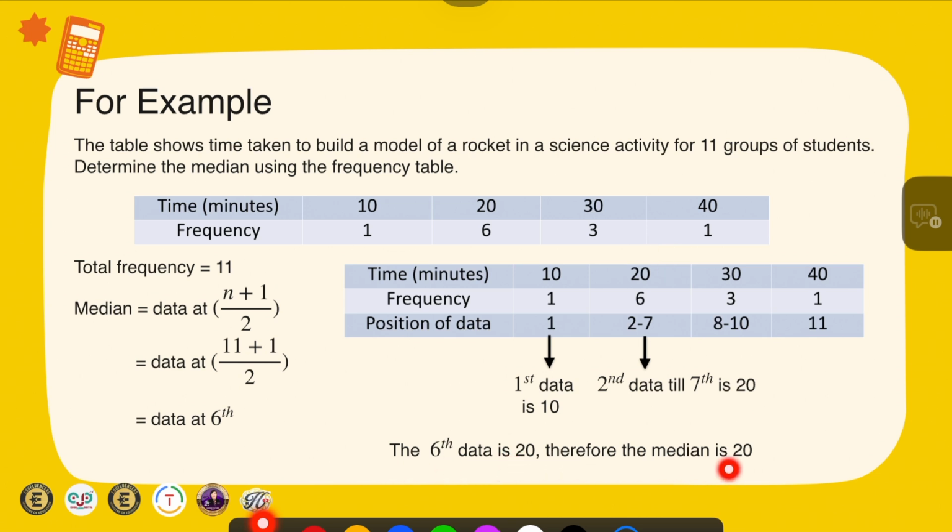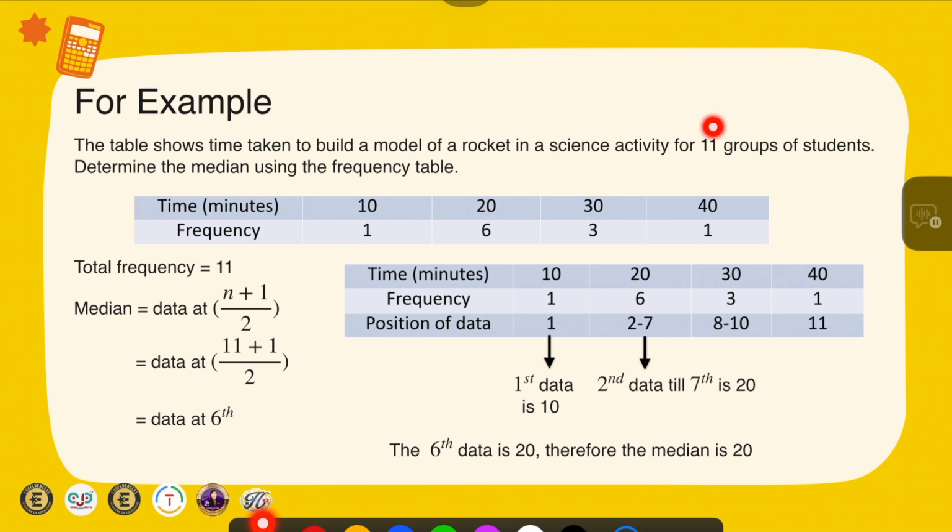So therefore, the median is 20. Okay, so this is how we are going to determine the median when you are given this type of question, which we call a frequency table. All right. Okay, so next we move on to another example.